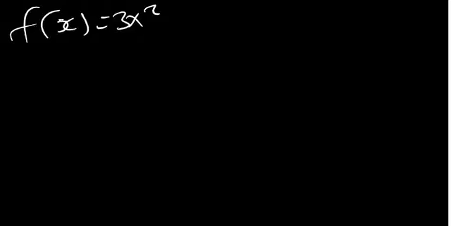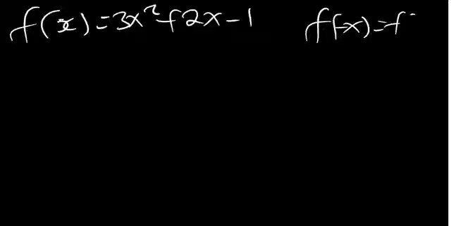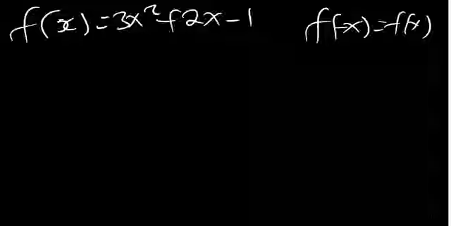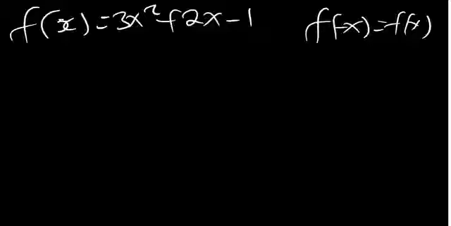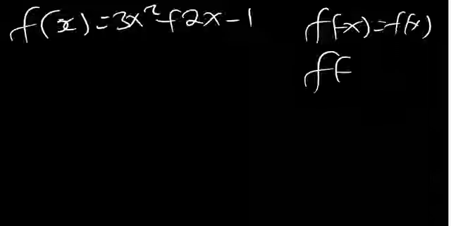Okay, let's have another example. So let's say we have f of x is equal to 3x squared, let me put x squared, then plus 2x minus 1. So let's see, for a function to be even, f of negative x has to be equal to f of x. Let's not forget that point, very important. At the same time, for a function to be an odd function, f of negative x has to be equal to negative f of x.